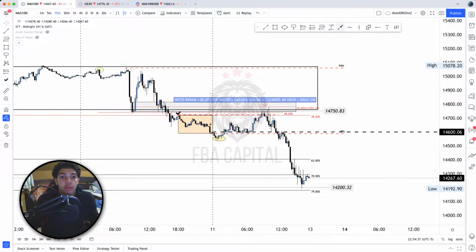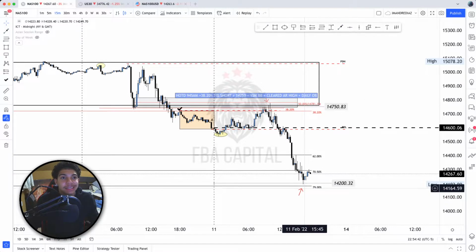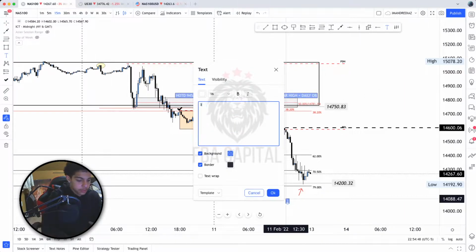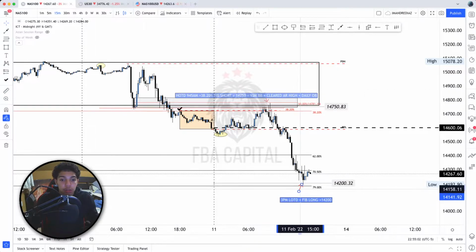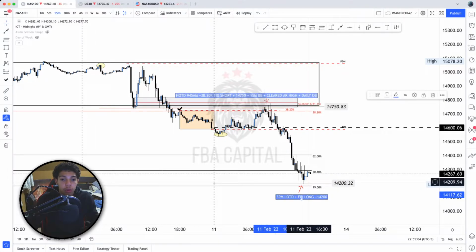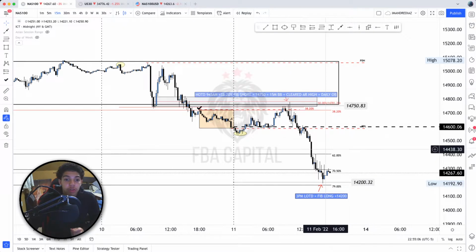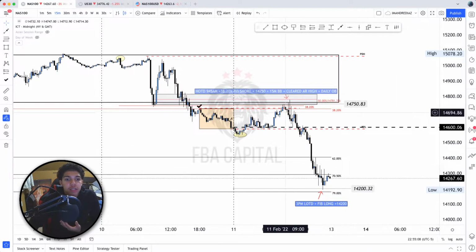So we made the low of the day at what time? This is around 3 p.m. We made the low of the day. Plus we tapped into that fib long, along with tapping into that 14,200 big figure level. And this is overall where price ended up closing for the day on the Friday. So overall, this week has been bearish. Nothing really crazy.